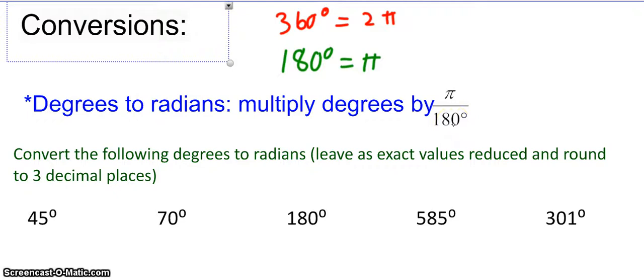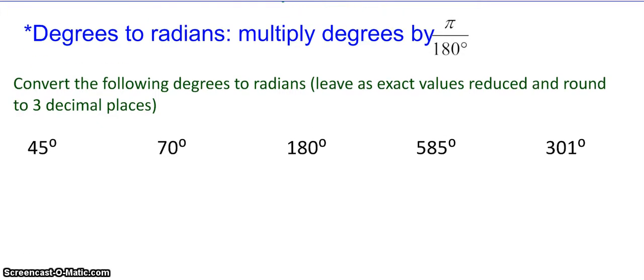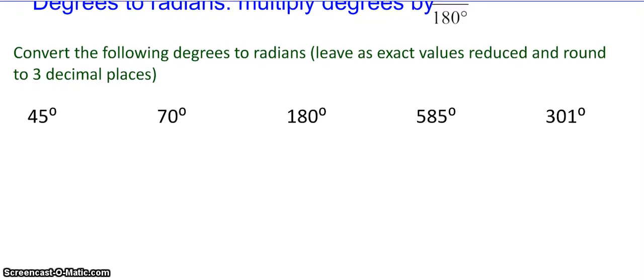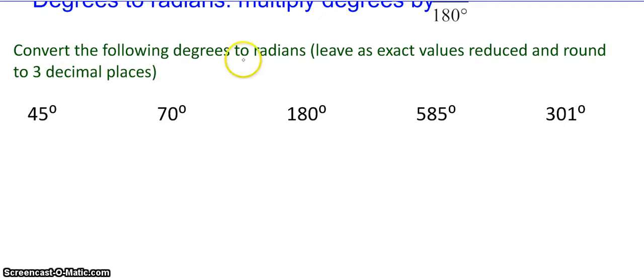If you've taken a chemistry class, you have called this factor labeling. Some of you may not have taken chemistry yet, so if you haven't, that's okay. But it's just converting the measures. So we're going to do this for a few of these, and then you're going to try a few on your own as well. So convert the following degrees to radians, leave as exact values, and round to 3 decimal places. So we're going to have 2 different answers.